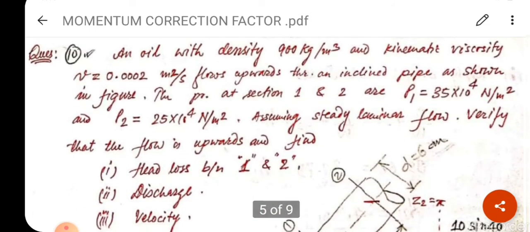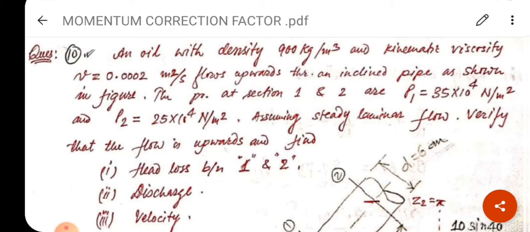Now that is a very important GATE question. It is a very important question. Read this question carefully. An oil with density 900 kg per meter cube and kinematic viscosity, that is nu, it is read as nu.